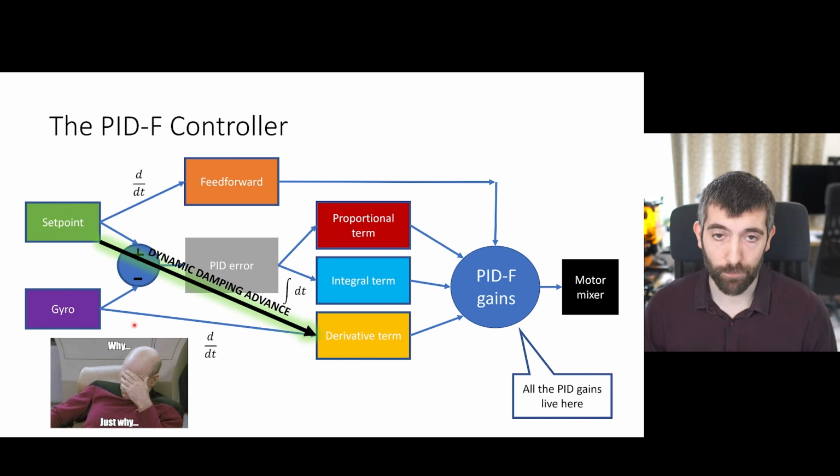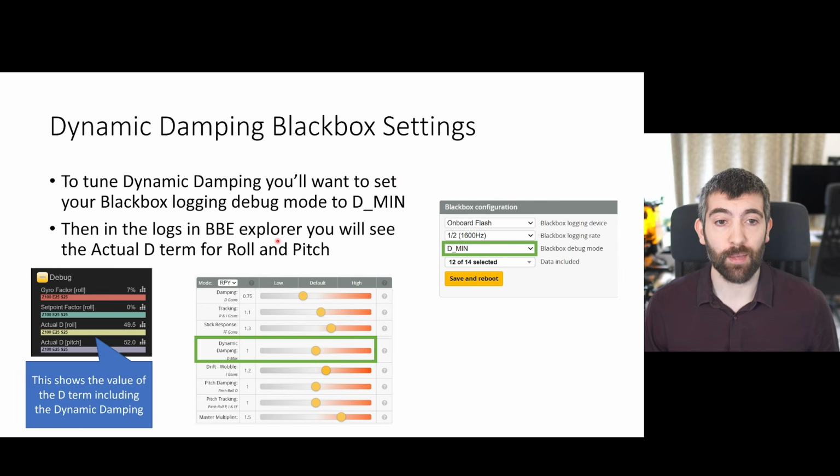To tune dynamic damping, you'll want to set your Blackbox logging debug mode to D-min, and then in the logs in Blackbox Explorer, you're going to see the actual D term on roll and pitch, and also the gyro factor, which is determining how the D term is boosting up and down. You're also going to want to return your dynamic damping slider to 1.0.